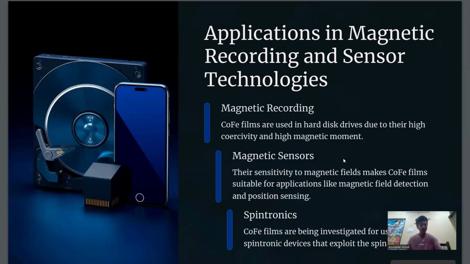Magnetization reversal mechanisms. Magnetization reversal in CoFe films occurs through domain wall motion and coherent rotation. Thin films exhibit localized nucleation and domain wall motion, while thicker films favor rotation due to the reduction of pinning effects.